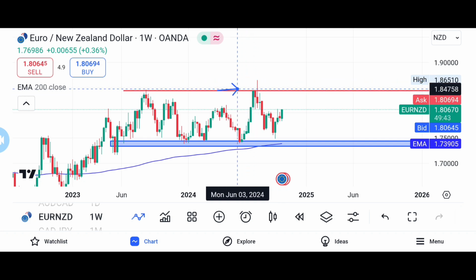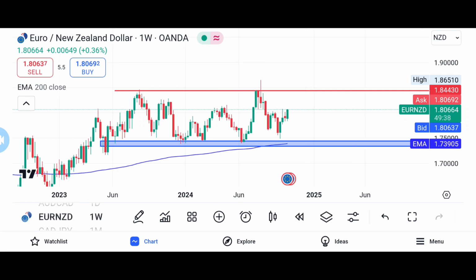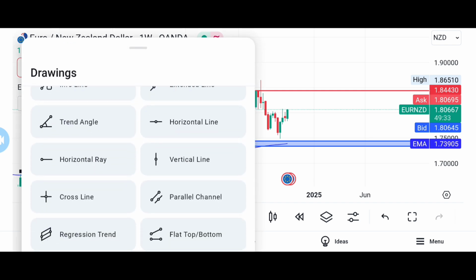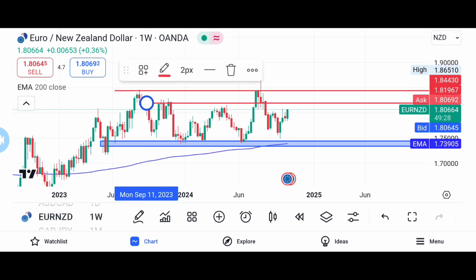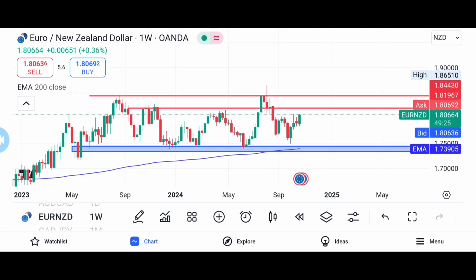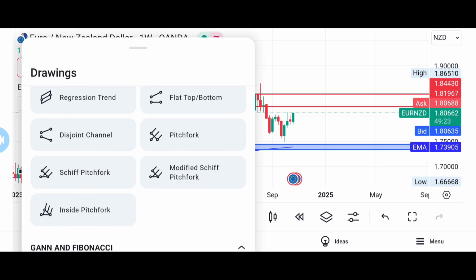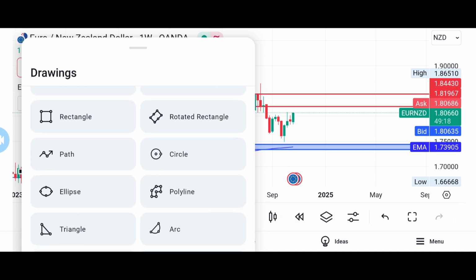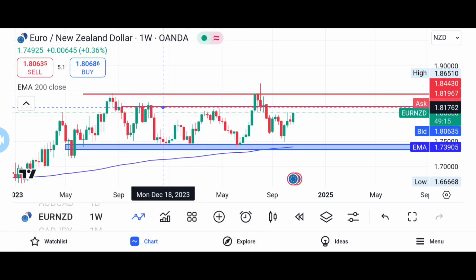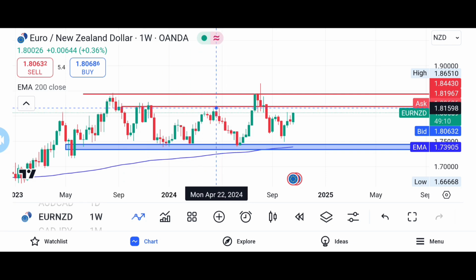Okay, so let's continue. We have already formed our range in weekly, and I can also see there is a mini resistance there. Why am I saying so? Because if you look very clearly, it was resistance here, resistance here, and resistance here.